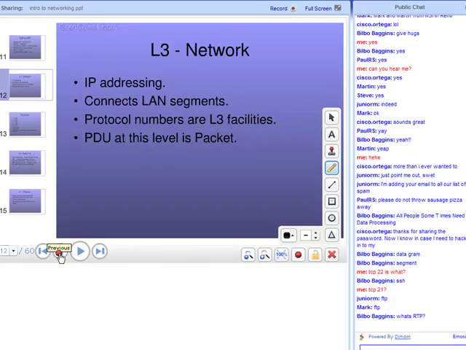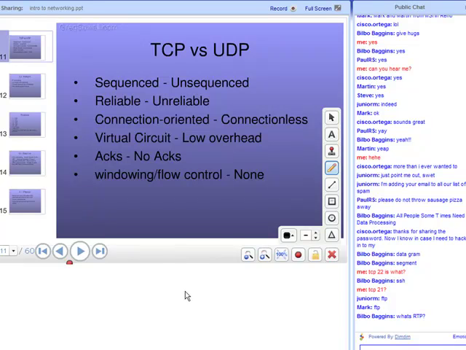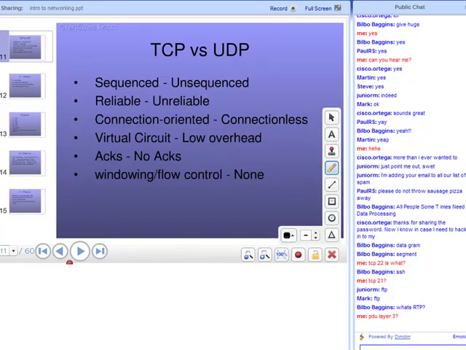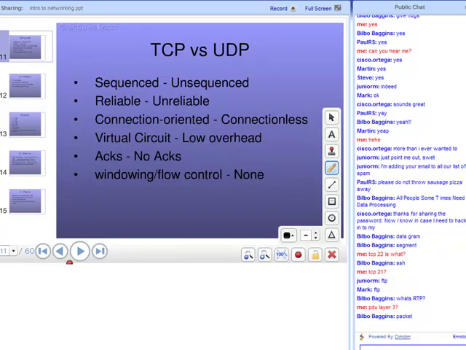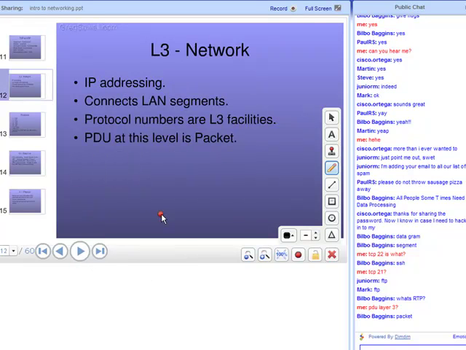L3. So what's the PDU at layer 3? What do you guys got for that? PDU layer 3. Anybody? Good job, Baggins. Packet indeed. Layer 3, it is a packet.